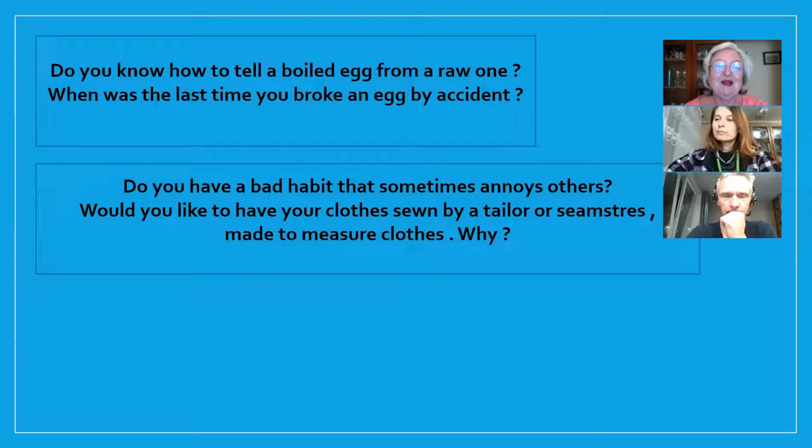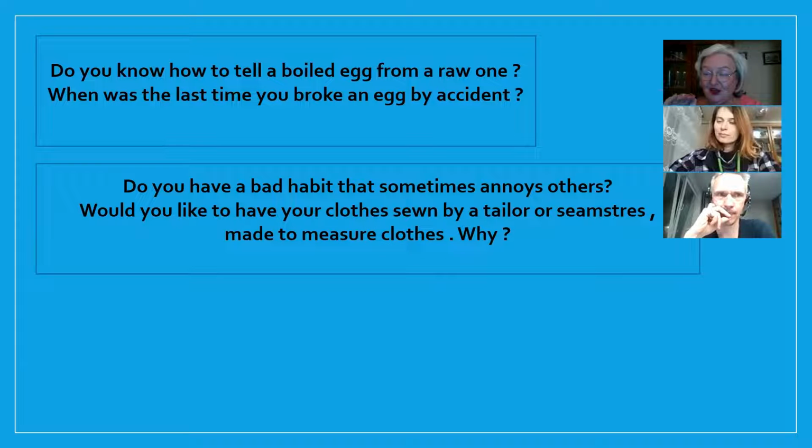Right, here we go. Do you know how to tell a boiled egg from a raw one? Alex, do you know the answer to that? How to tell a boiled egg from the raw one? Maybe we should spin the two eggs on the top of a flat surface, and what happens?